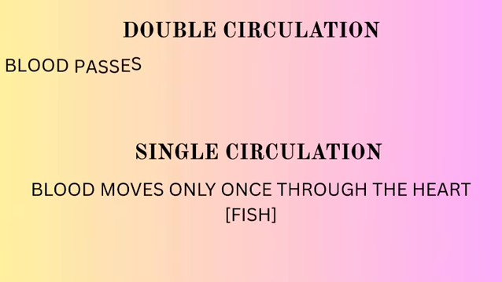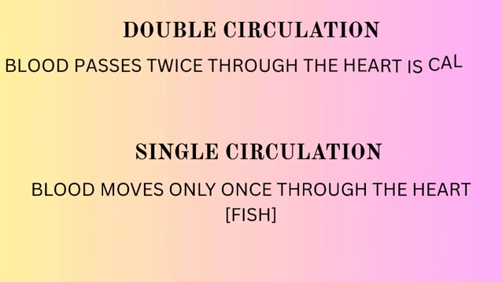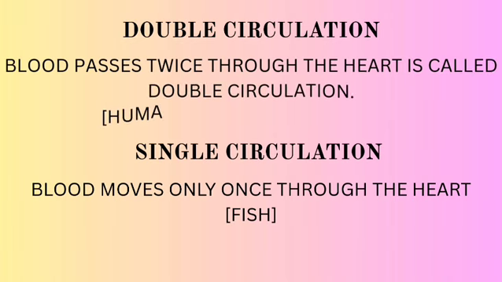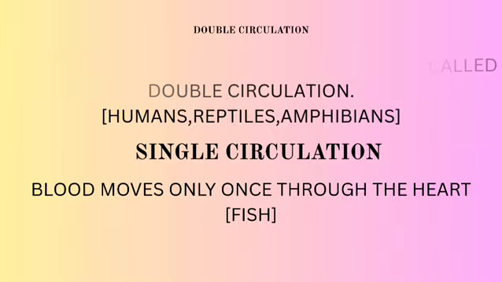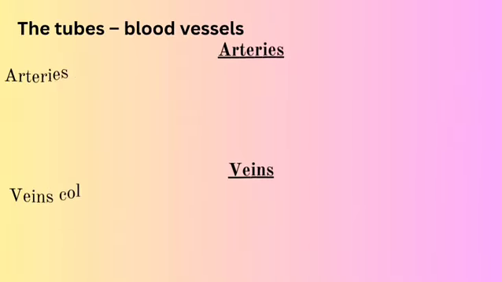Double circulation: blood passes twice through the heart. Examples: humans, reptiles, amphibians. Single circulation: blood moves only once through the heart. Example: fish. The tubes, blood vessels.